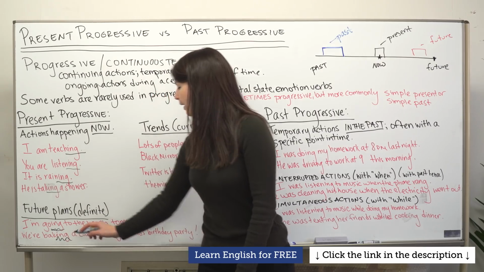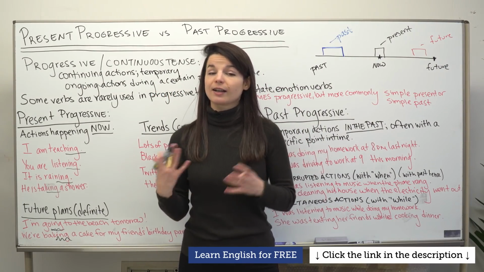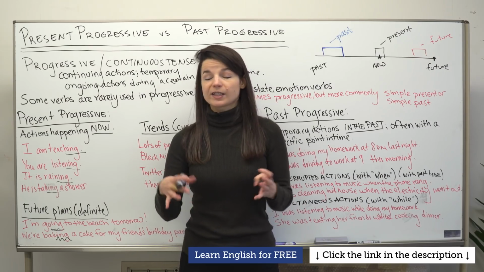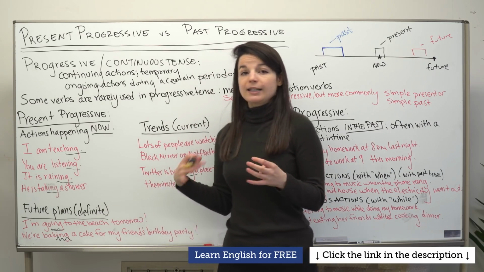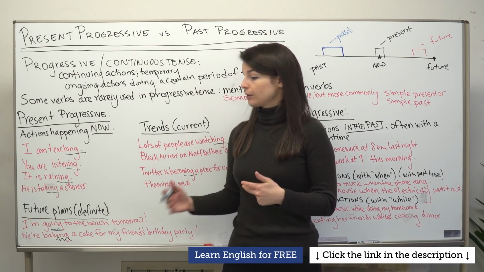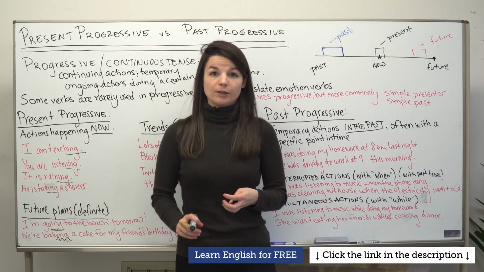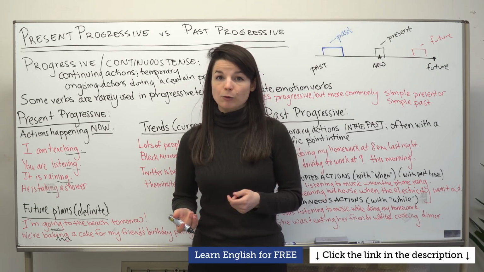We are baking a cake for my friend's birthday party. So again, a temporary action, not something we do every day, kind of a special action, something that's only for a limited time period. But it's something I've decided to do. It's definite in the future, so I can use this progressive form of the verb to describe that. So these are three ways that you may see the present progressive form used.